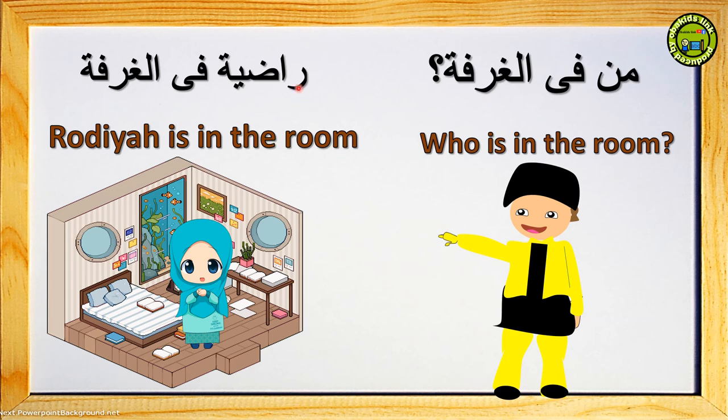Like, it is رادية في الغرفة. رادية is the subject, and في الغرفة is the predicate: في is حرف جر, and غرفة is اسم مجرور. رادية في الغرفة means Radia is in the room. As you can see, this is the subject, and these are just used to describe where Radia is, instead of describing who she is.